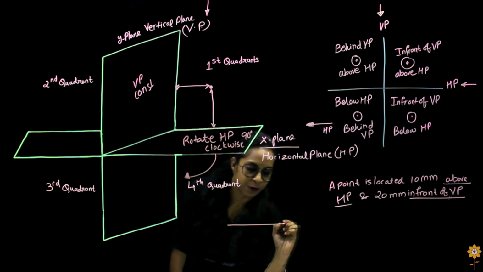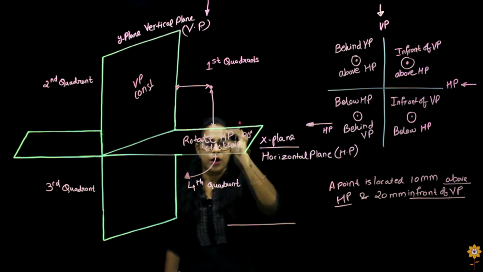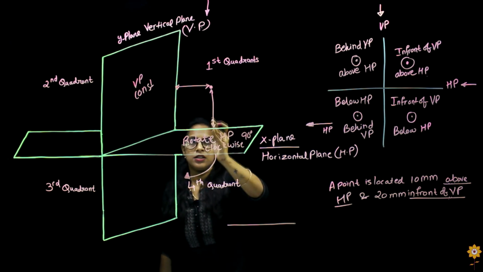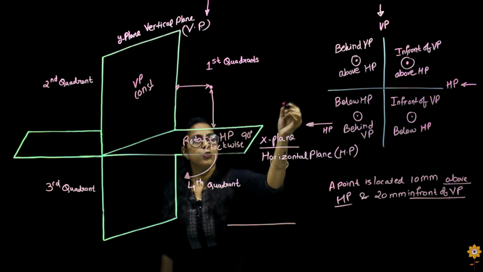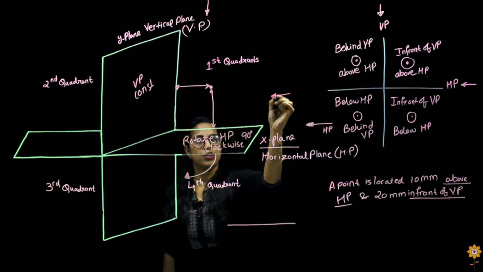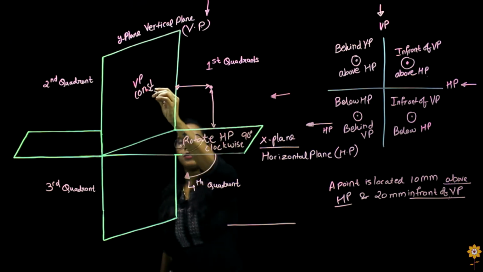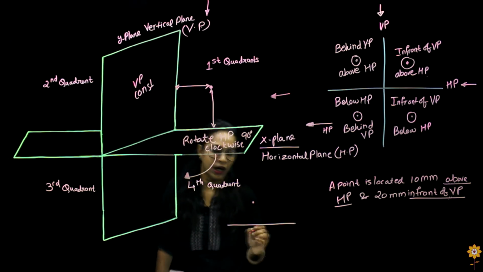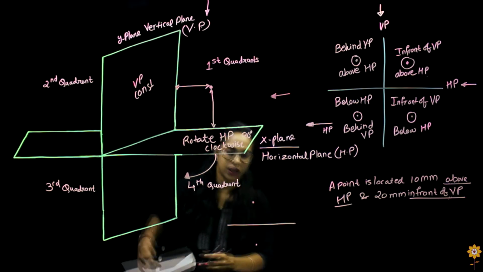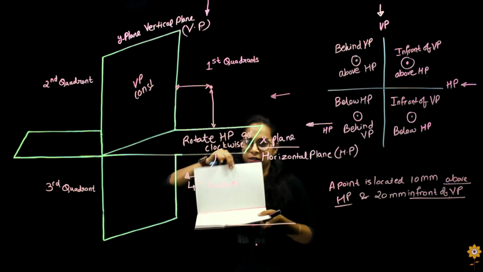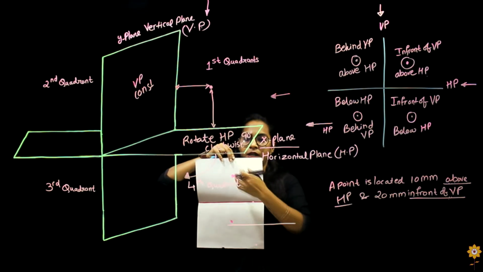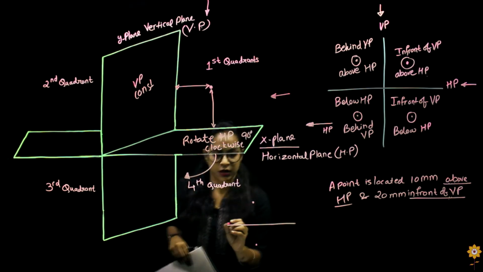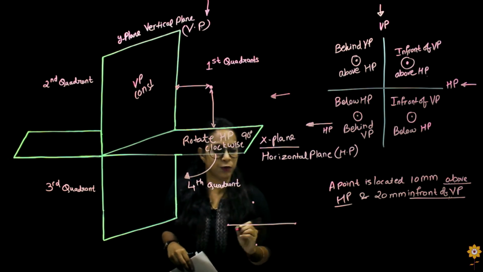Now if my point is in first quadrant, my location for this point, that is, if I am viewing an object from HP direction, I would get that image on VP, so it would be somewhere here, and the other image would be somewhere here, like you saw in this demonstration. Both the points are above and below. So this is how you locate the point for first quadrant.